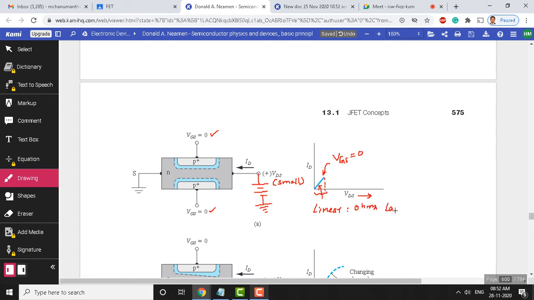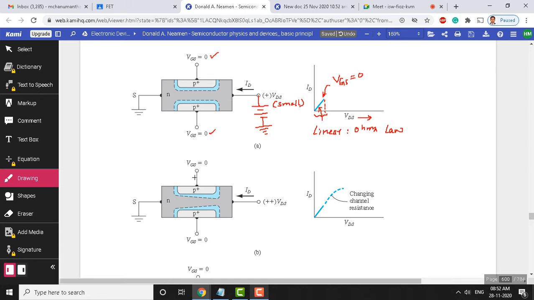Ohm's law. So voltage and current are proportional to each other. That's what you observe in this characteristic. Now let us see the second situation here.